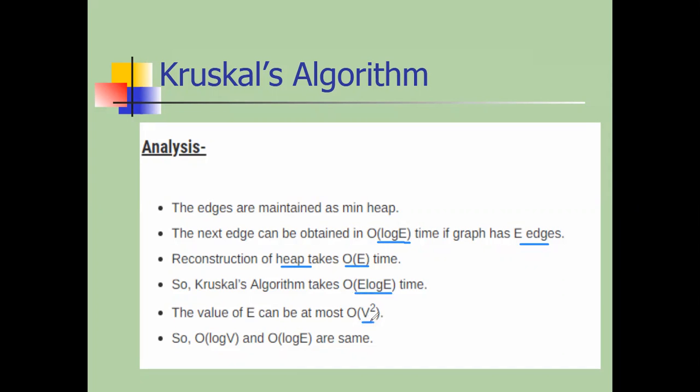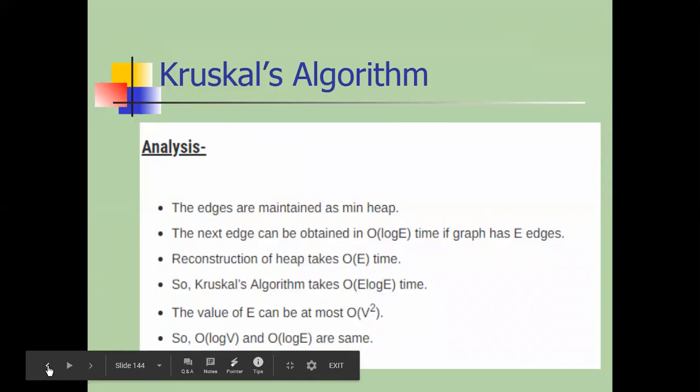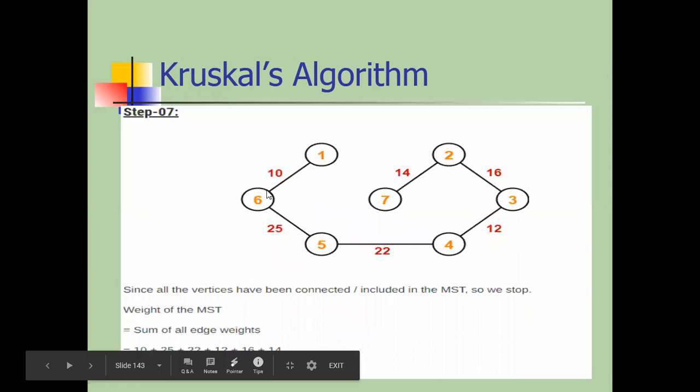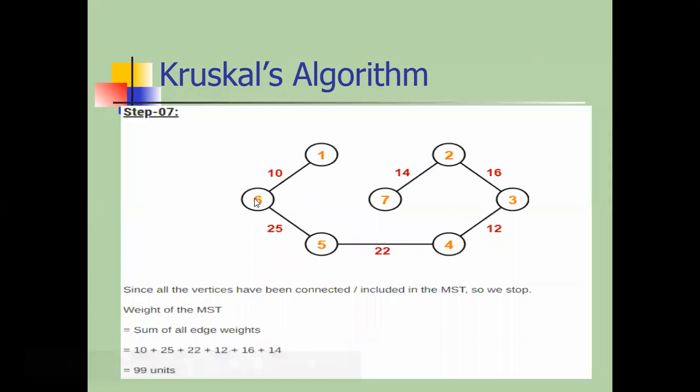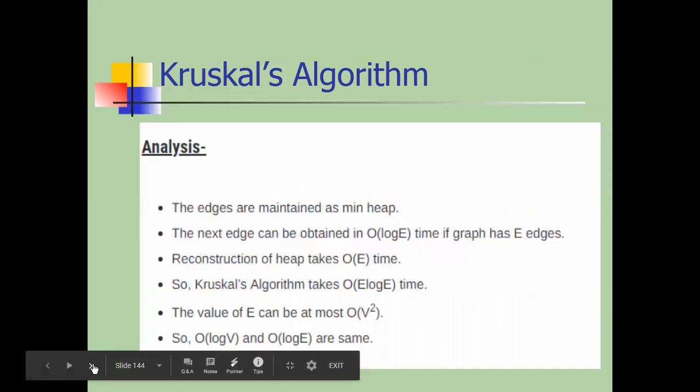Why is it V square? Because of selecting two vertices. Suppose I have to select two vertices. Suppose firstly I selected this edge, 6 to 1, that is the 10 value, and now again I want to select this one, meaning I am visiting one vertex twice. That's why it is the V square value.